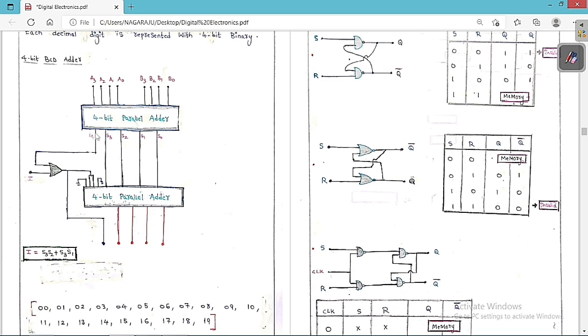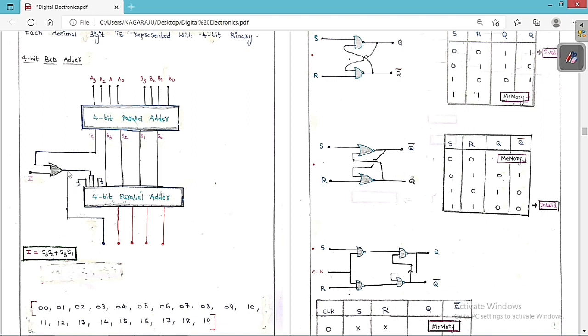From this C4 we go to an OR gate, and this is the I. I is equal to S3 S2 plus S3 S1. If any of these inputs is 1, then the OR gate is definitely activated. When this is activated, you get 0110, which means we are adding 6. So 0110 is nothing but 6.